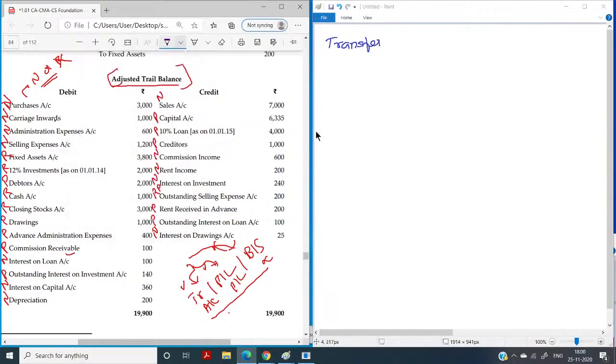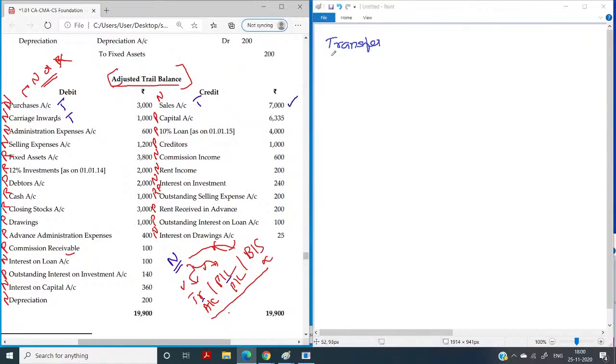Purchases is a trading account item, carriage in is a trading account item, and sales is a trading account item. Only these three are the trading account items. All other nominal accounts will go to the P&L account. So all the nominal accounts can be classified as related to the trading account and related to the P&L account. Trading account related items go to the trading account, and P&L related nominal accounts go to the P&L account. With that logic, let me start with the first one.